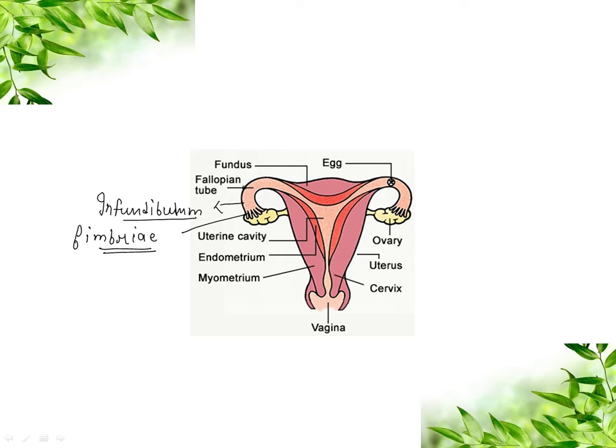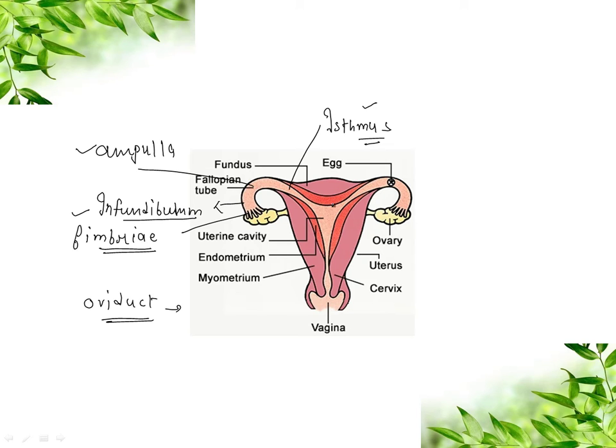Infundibulum leads to a wider part of the oviduct called ampulla, and the narrow part of the oviduct which is nearby the uterus is called isthmus. So you can see that the oviduct or the fallopian tube is categorized into infundibulum, ampulla, and isthmus.